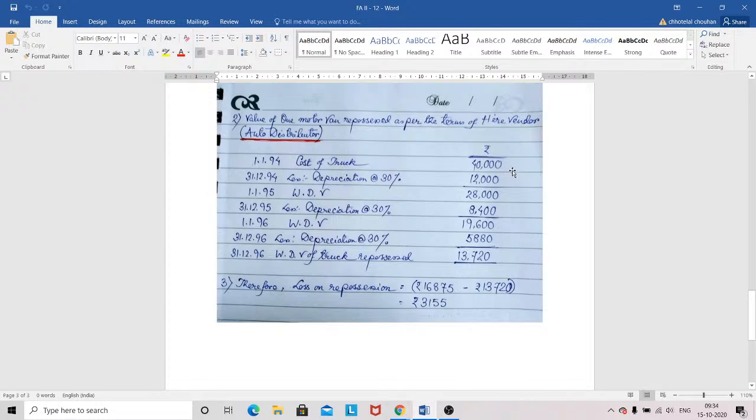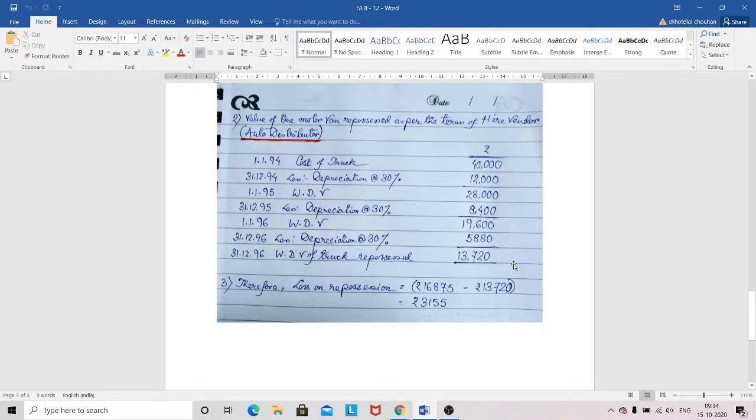Okay, cost of van is 40,000, less depreciation at the rate of 30%, it will be 12,000. So if I deduct it, written down value is 28,000. Next again you have to charge 30% depreciation, diminishing balance method. So 28,000 के ऊपर हम लोग 30% किए, 8,400, deduct it, it will come as written down value 19,600. Again deduct the depreciation 30%, it will be 5,880. So the written down value of the truck repossessed is 13,720.